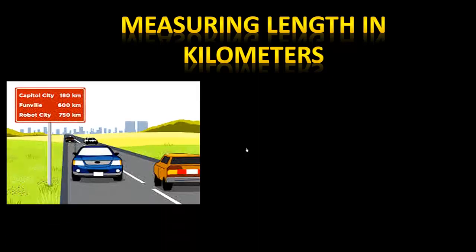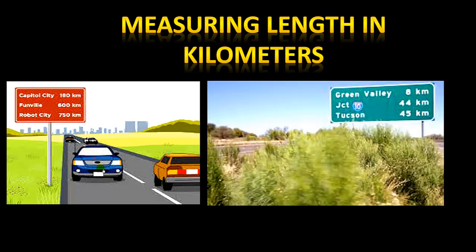Well, just imagine we are on a vacation from school and we decide to go to Robot City. Imagine we're in this blue car and we are going to Robot City. Then we see this sign saying Robot City 750 kilometers. So over here we saw that 750 kilometers is how far Robot City is from us. Another example is this sign in which it is written Green Valley 8 kilometers. So that means from this place to Green Valley, there's a distance of 8 kilometers.